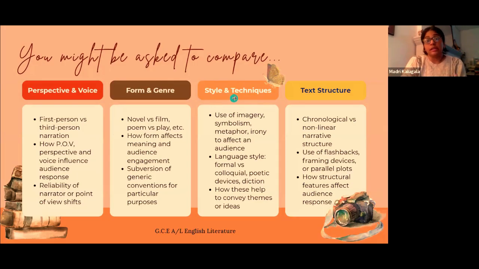So then obviously the style and techniques. This one is really important, because of literary devices, uses of imagery, symbolism, irony, how all these things affect the audience, and then the idea of language style.